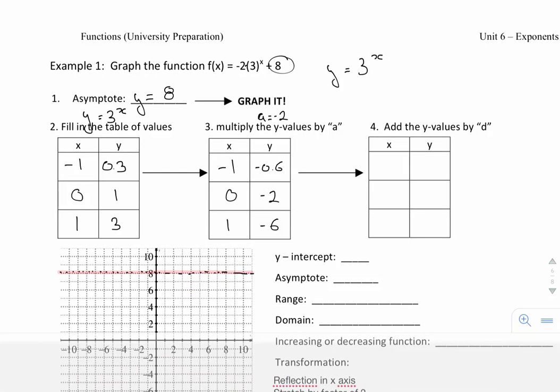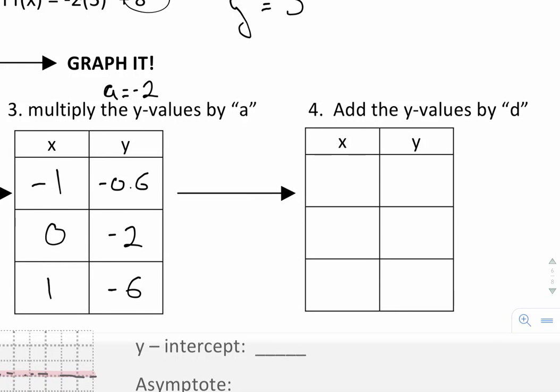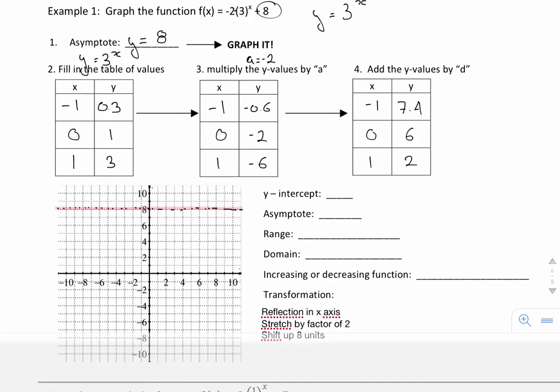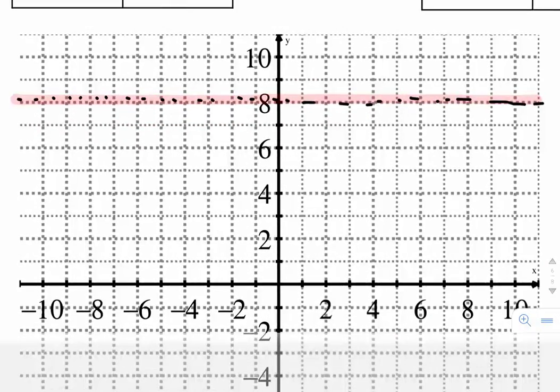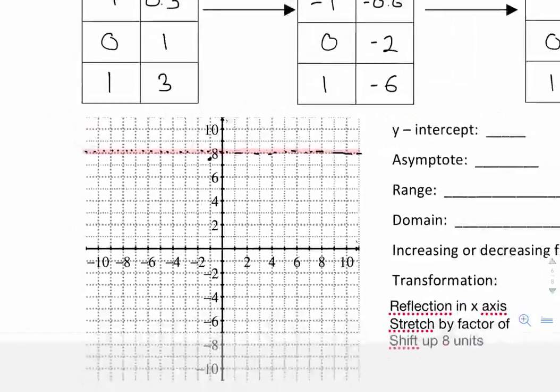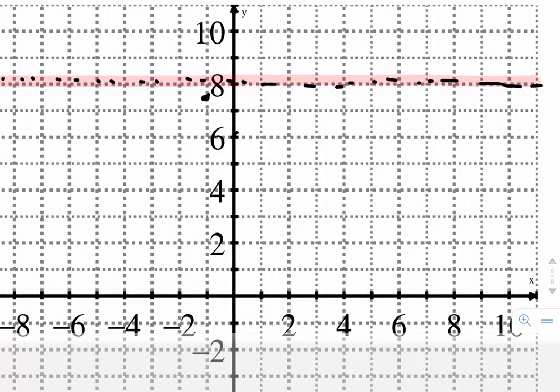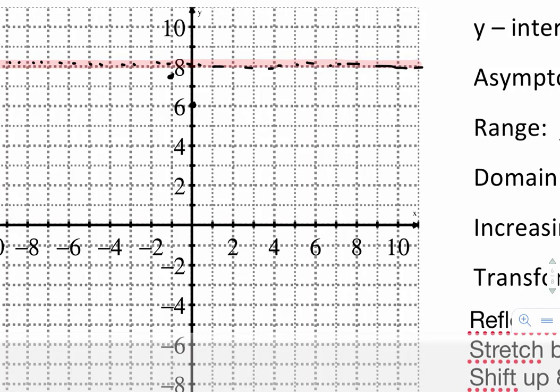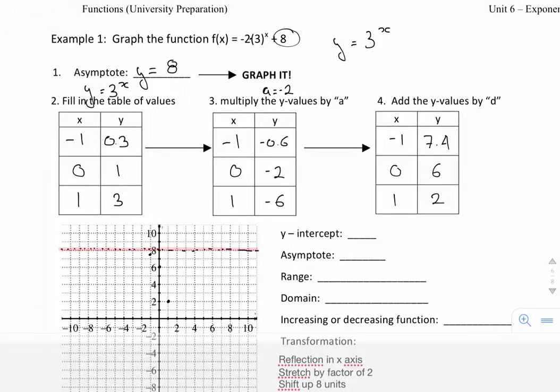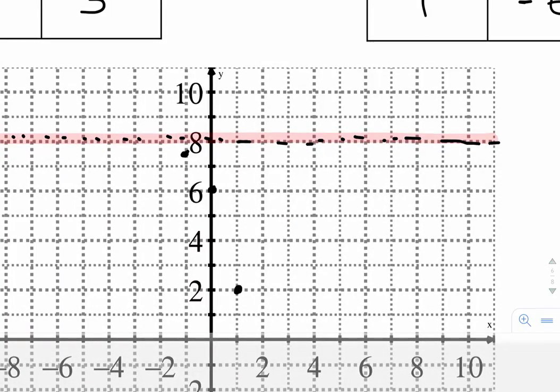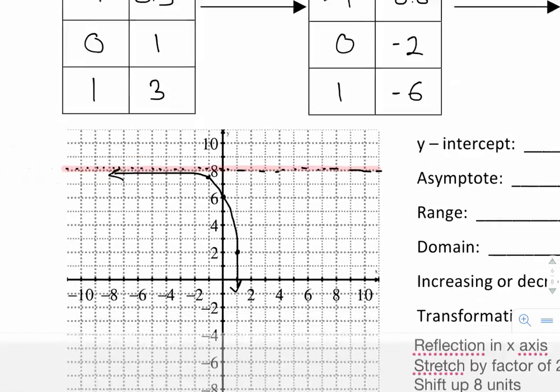Finally, I add d to the y values, and in this case it's +8. So I still have the same x values. And for the y values, I'm going to obtain, again, these are rounded values, 7.4, 6, and 2. So what does this look like on our graph? So -1, 7.4 is going to be roughly here. When I have 0, I have 6. And when I have 1, I'm going to have +2. So my graph, in this case, is going to look like this. Let me just zoom in. Again, putting arrows on the end indicates that it goes infinite in each direction.